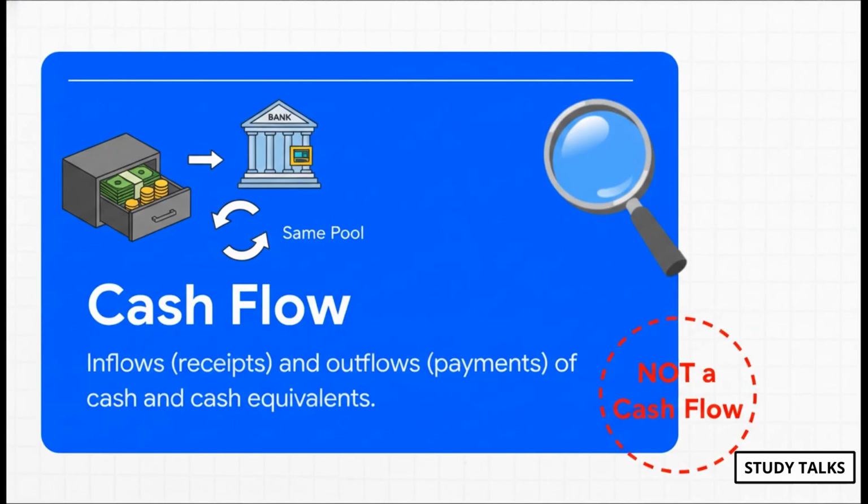So, what counts as a cash flow? The key takeaway is this. A cash flow only happens when the total amount of your cash and cash equivalents actually changes. If you take 1,000 rupees from your petty cash box and deposit it into your bank account, has your total cash changed? Nope. You've just moved it from your left pocket to your right pocket. That is not a cash flow.